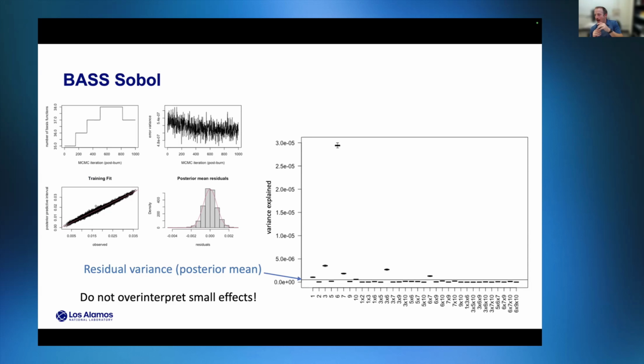Okay, we could build an emulator. We could get at sensitivity through the emulator. I should also mention, I talked about Shapley values, and I talked about active subspaces. Those are also closed form with BAS, Shapley values and active subspaces. And so that's pretty powerful.